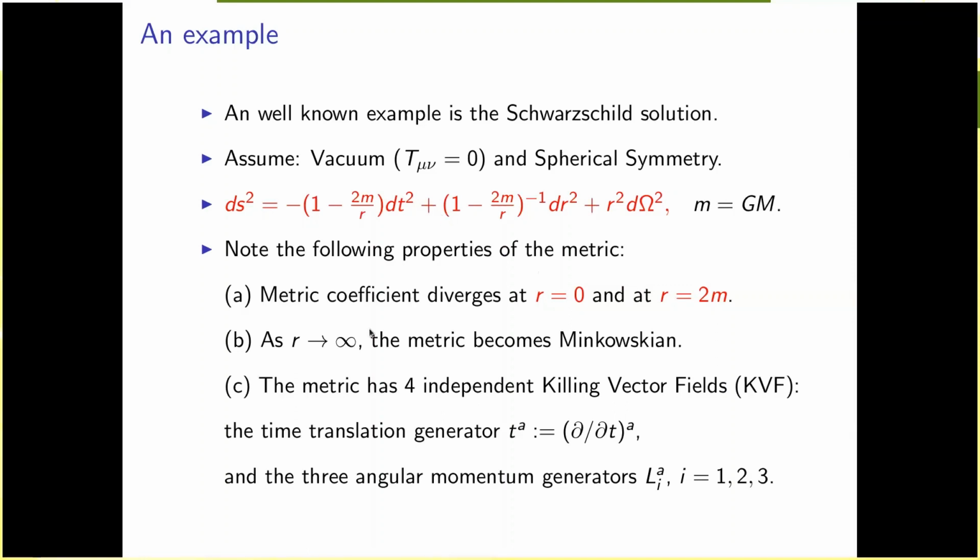As we learned in the morning as well, as r tends to infinity, the metric becomes a Minkowskian metric, and that is what we call an asymptotically flat spacetime. This metric has 4 Killing vectors, and the most important for us is the time translation generator, T^a, and the 3 angular momentum generators, which give the sphere in this equation here.